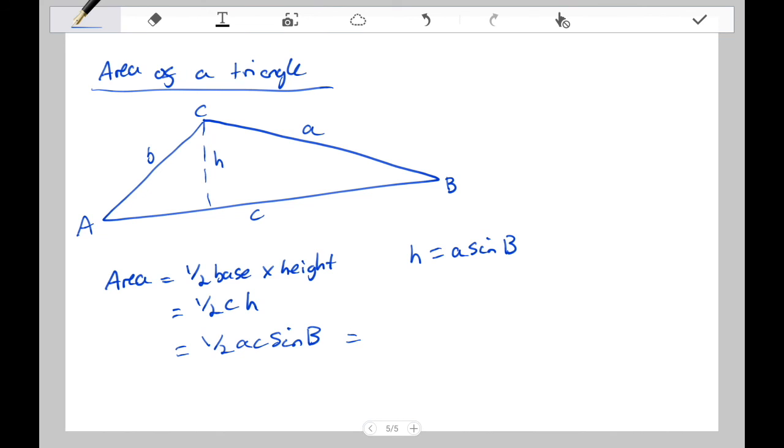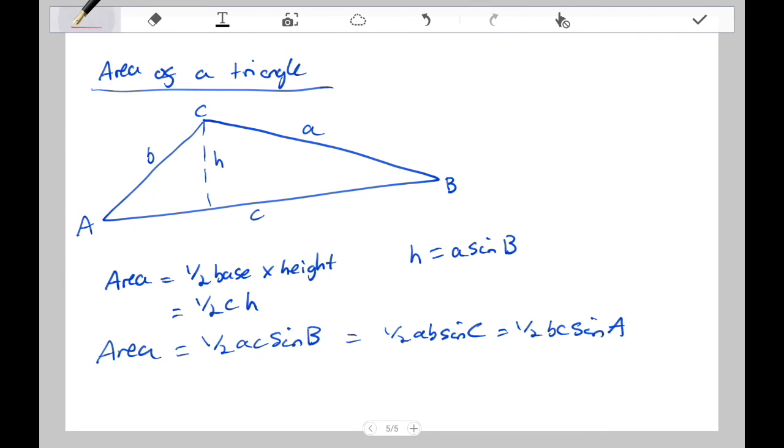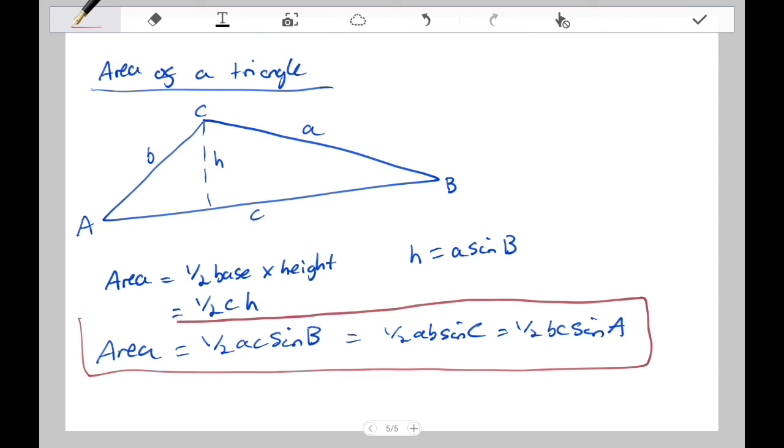And it's also equal to a half a b sine C and a half b c sine A, which we may expect, again, as it cycles through all of the different permutations. And that is how you calculate the area of a triangle.